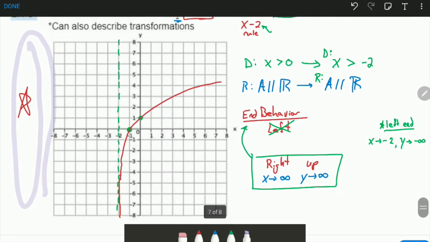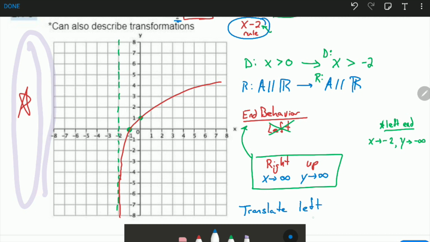And then lastly, just describing the transformations, well, we only had one transformational rule. That was x minus 2. So addition and subtraction creates a translation. If we subtract 2, that's going to translate it left. Subtracting 2 from x values will translate it left 2 units. And there we have it.